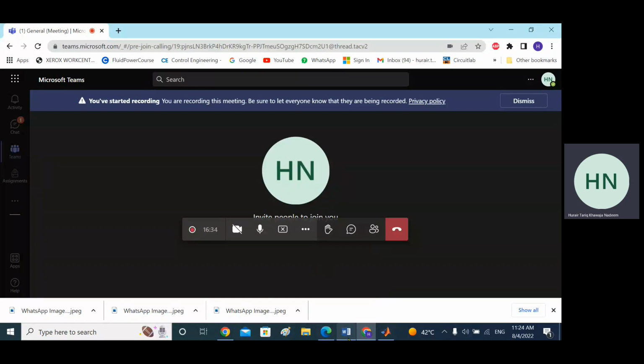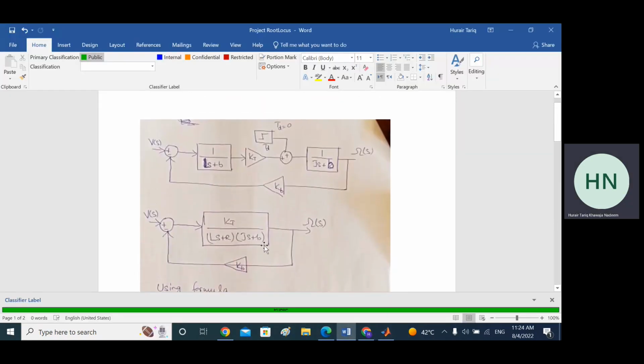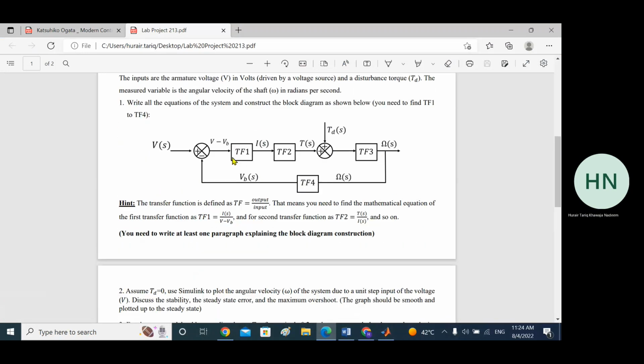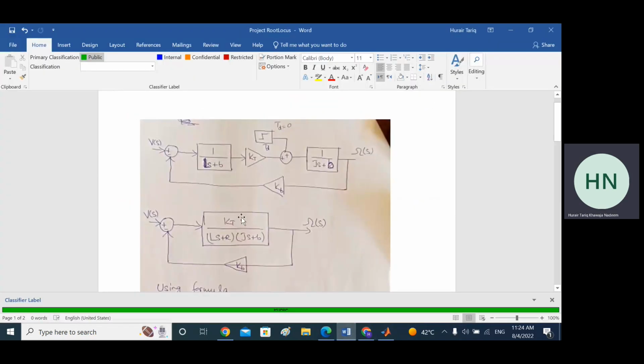Okay, so I have written down this thing. This was actually our plant, which was given to you. So the plant is over there. You have the transfer function 1, transfer function 2, transfer function 3, transfer function 4. And if you solve it, you will get this thing: 1 over Ls plus R. This is transfer function 2, transfer function 3. This is transfer function 4.